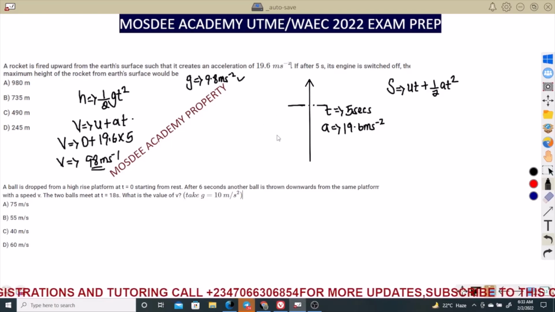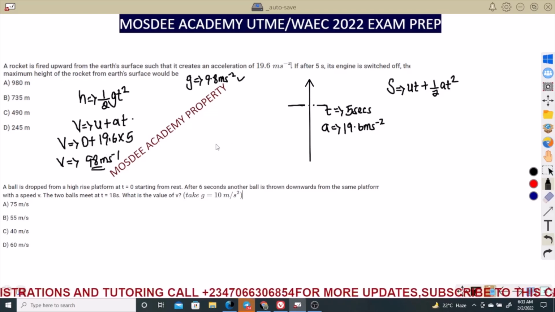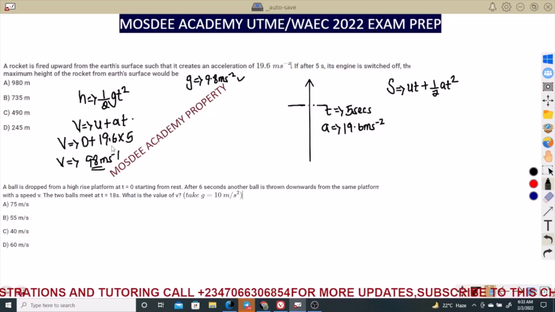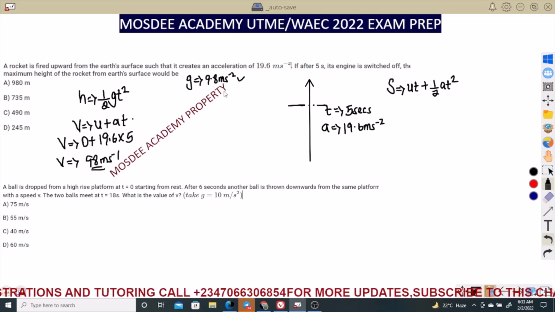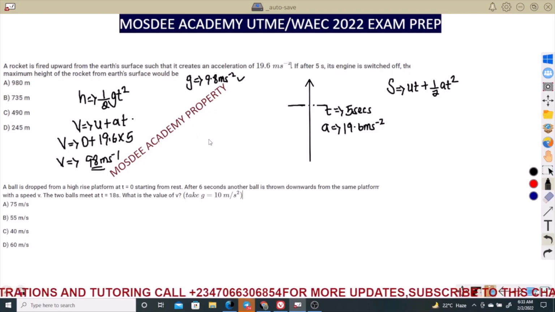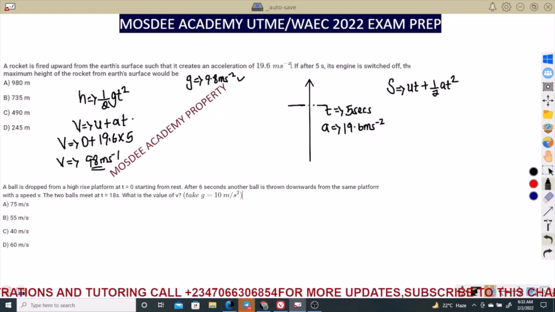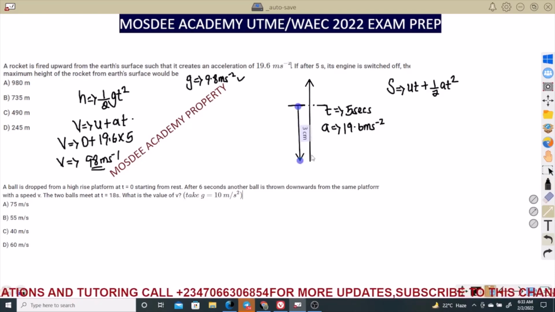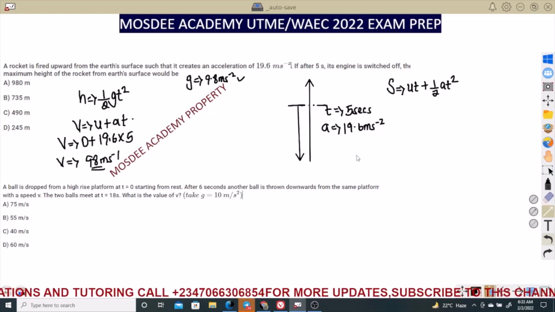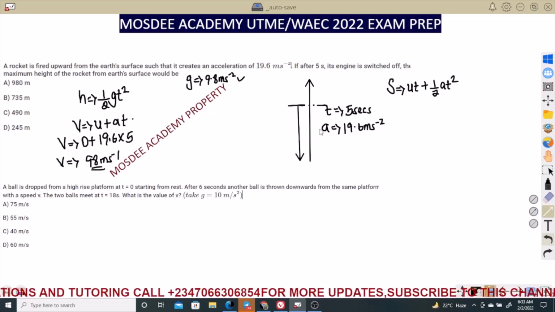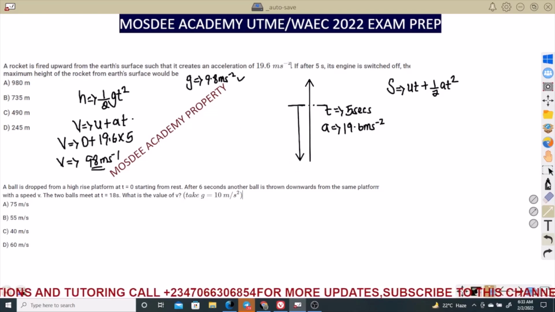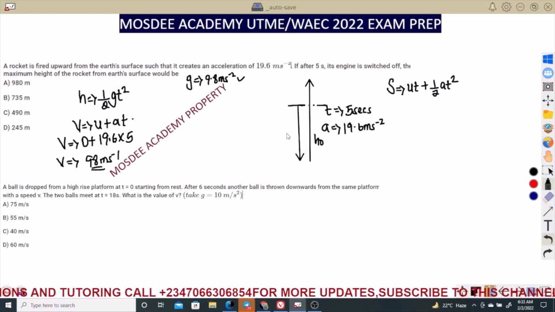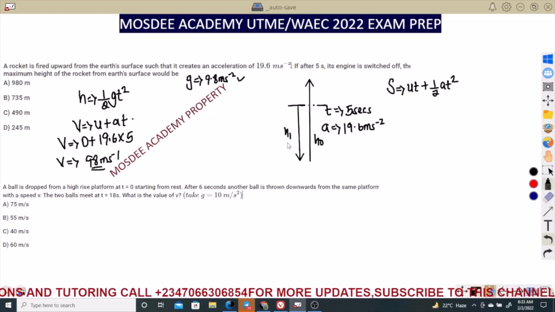So from that, we can get the height the body has also reached, because the body has actually reached a particular distance at that point. The body has gone up and it is also coming down. What goes up must come down. We've talked about that before. At that particular point in time, when it's switched off, it's coming down. So we now have two heights. I can call the first height H0 and this one H1. So be careful about this type of question.